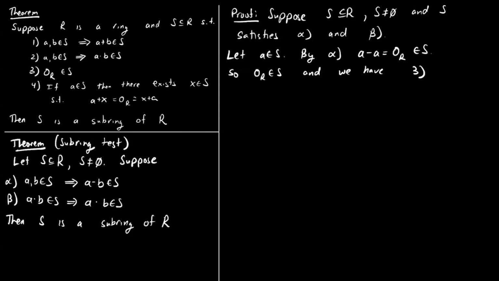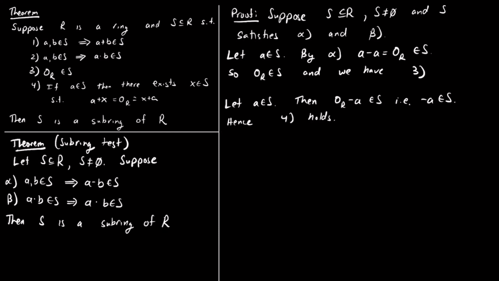Okay, well, what else do we know? Let A be an element of S. Then I know that 0 minus A is an element of S. In other words, negative A is an element of S. Hence, we have additive inverses. So I can say 4 holds. So we have conditions 3 and 4 in our theorem.